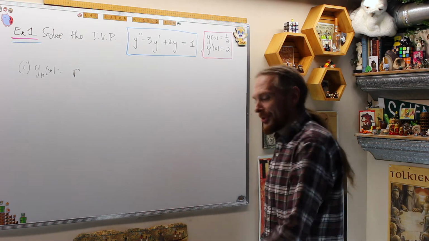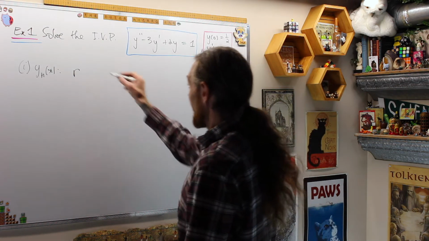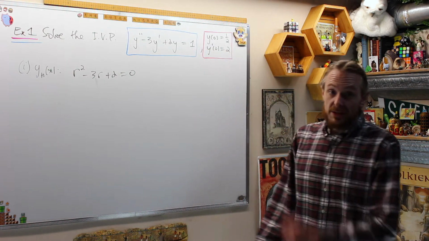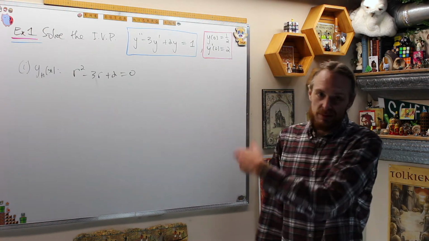You're never going to use completion of squares. Yeah, you are. Yeah, you are on my exams. r squared minus 3r plus 2 equals 0. We have to solve the associated homogeneous equation. Of course, I gave myself nice roots, so I don't have to complete the square.